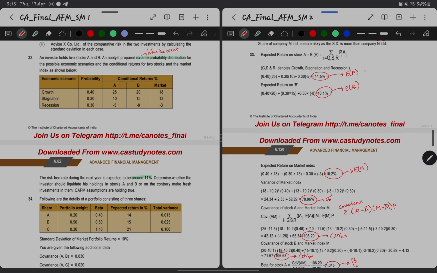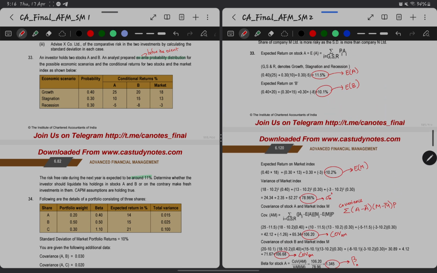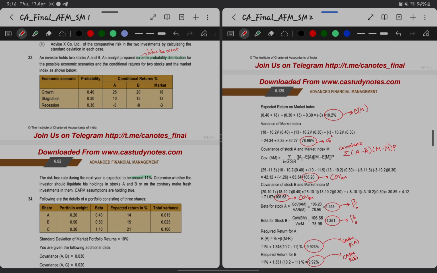So going to the solution, the expected return for stock A is 11.5 and 10.1 in case of B, and in case of market it is 10.2. So as you can see, 0.4 multiplied by 25 plus 0.3 multiplied by 10 and then 0.3 multiplied by 5 will give us the expected return. And in all other cases same thing, 20, 15 and 8 multiplied by 0.3, same way for market also. Now we have got the expected returns. Now we need the CAPM return.